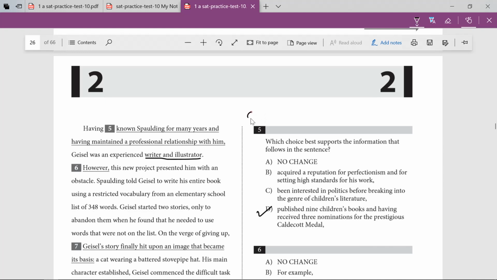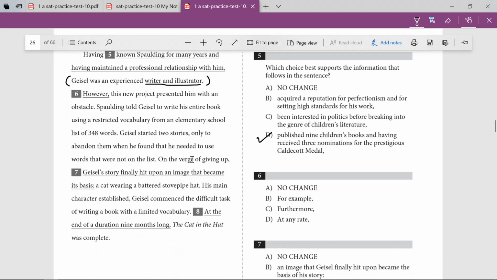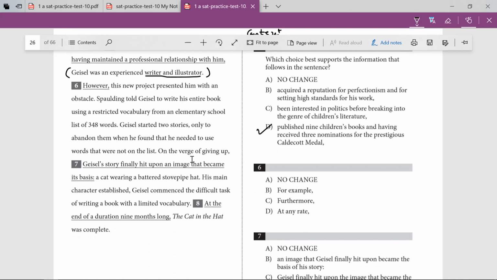So again, this was more like a context question. You have to expand your window a little bit. What we did was, since it says the information that follows is this, we focused on that and got the answer. Next question is question number 6, which asks what kind of word should be used here. However, this new project presented him with an obstacle. Oh yeah, so there is a U-turn happening here. I can see that, and I think however makes sense there instead of all the other options. So I'll go with A.